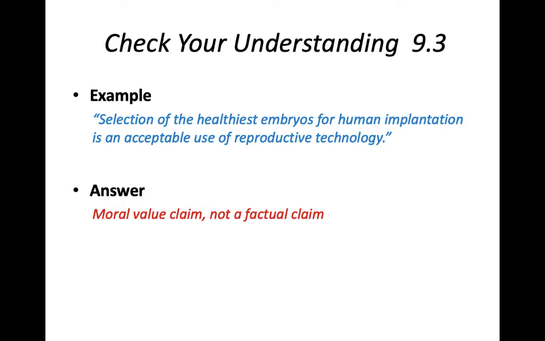So here's an example. Selection of the healthiest embryos for human implantation in the case of reproductive assistive technologies is an acceptable use of reproductive technology. So what is that? That is not even an argument. That's just a claim. And what kind of claim is it? It matters. It's important. It's a moral value claim. It's not a factual claim, because it's saying what's acceptable. And by acceptable, what's acceptable for humans or by humans, or ought to be accepted by humans, or at least for those humans seeking the healthiest embryos.